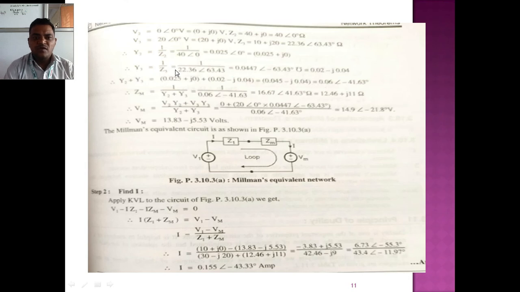Then Y3: with the help of the calculator you can convert polar to rectangular and rectangular to polar. You convert it with the help of the fx-82MS or 82ES scientific calculator. Engineering students basically use these calculators, and with that we convert these values. So for Y2 plus Y3, we add 0.025 plus j0 plus 0.02 minus j0.04. Doing 0.025 plus 0.02 gives 0.045, and the j0 has no effect, so the result is 0.045 minus j0.04.